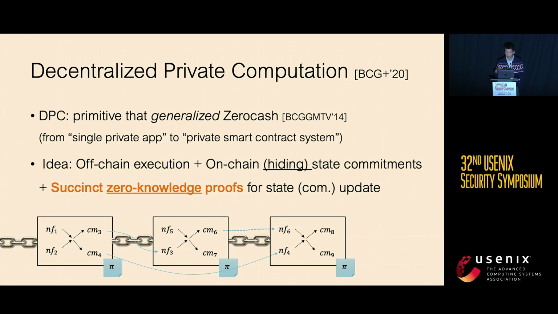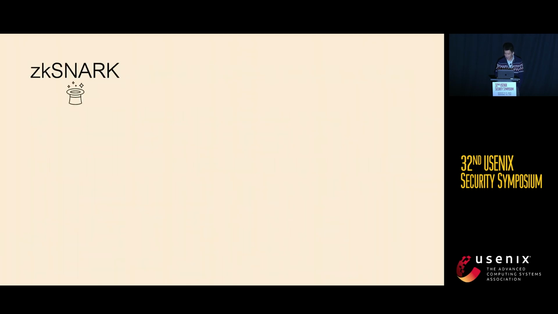And to guarantee the correctness of the off-chain computation, whenever we're doing a state update, or an update of the state commitments on-chain, we have to attach a cryptographic proof that is succinct, fast to verify, very short, and also zero knowledge. The privacy of the system really comes from two parts: one is the hiding property of the commitment scheme, and the other is the zero knowledge property of the proofs. And of course, as the previous talks already hinted, we're using zk-SNARKs for the proofs.